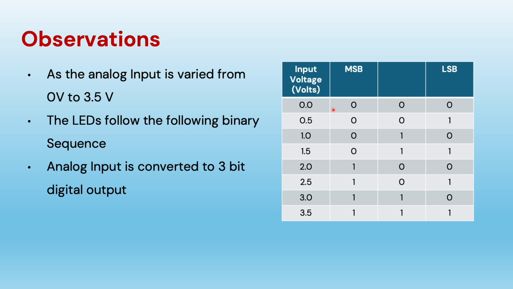When 0.0 is applied, all the LEDs are off, representing 0, 0, 0. And when the highest voltage, that is 3.5 volts, is applied, all the LEDs are on, representing 1, 1, 1. As the input voltage is increased, the binary sequence increases in the given pattern. It's a 3-bit converter, so we get a maximum value of 111 at the output for the input voltage of 3.5 volts. I hope you have understood how this flash converter circuit works.